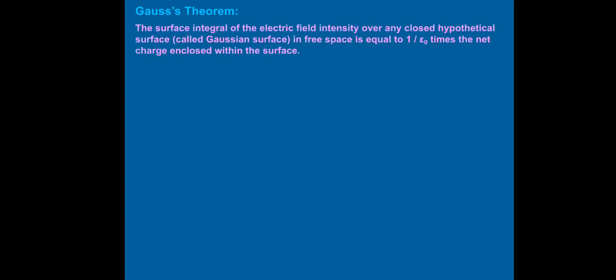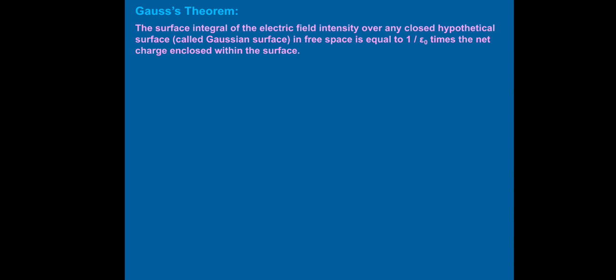Now let us start Gauss's theorem. This topic is very important from the exam point of view. Gauss's theorem is a tool which is used to find the electric field due to a line charge distribution, surface charge distribution, and a volume charge distribution. Gauss's theorem states that the total electric flux passing through a closed surface is equal to 1 by epsilon naught times the charge enclosed by the surface.